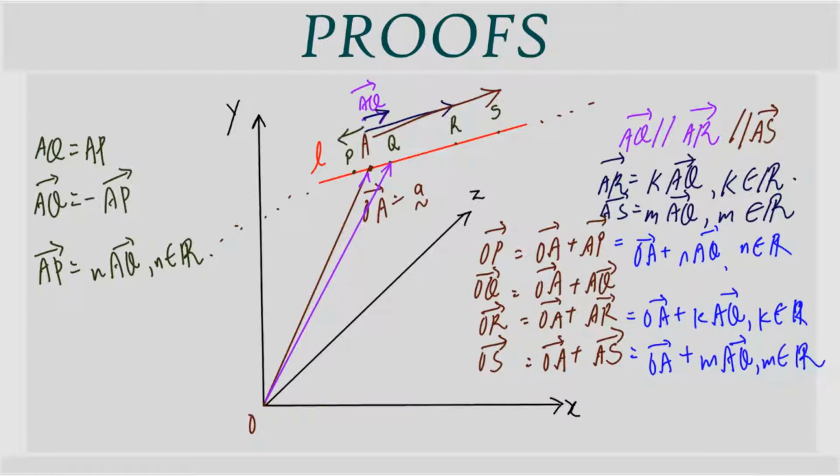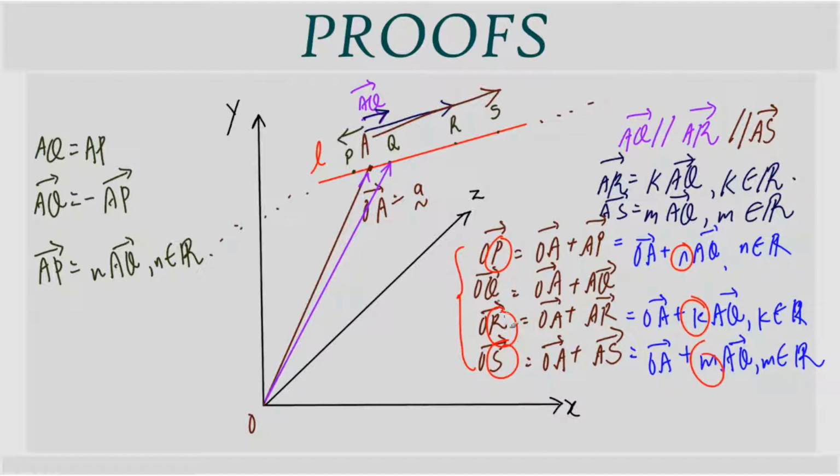Really repetitive, but the point I'm trying to drive here is that the position vectors of all the points along line L each have their own unique real number multiplied to AQ. So if I want to reach point P, I need to multiply AQ by a real number N, and for R I need to multiply by K, and for S I need to multiply by M. So I'll standardize all the position vectors to be equal to this small r with tilde below, the resultant vector, and that's equal to OA plus a real number times AQ.